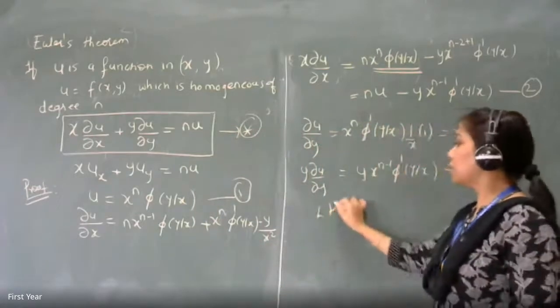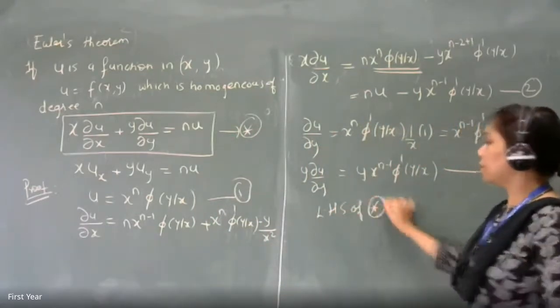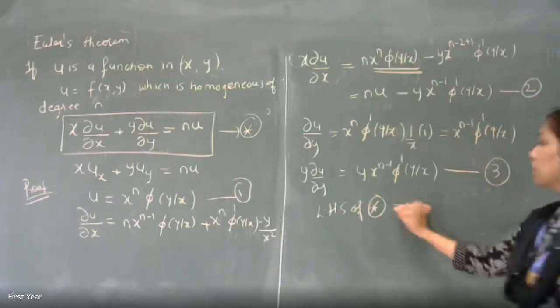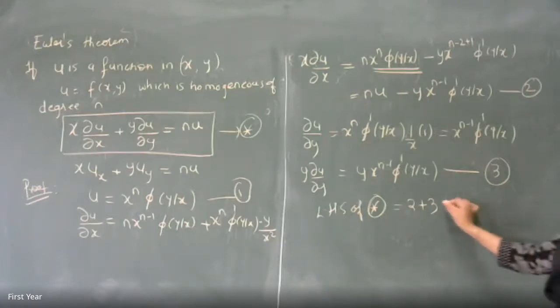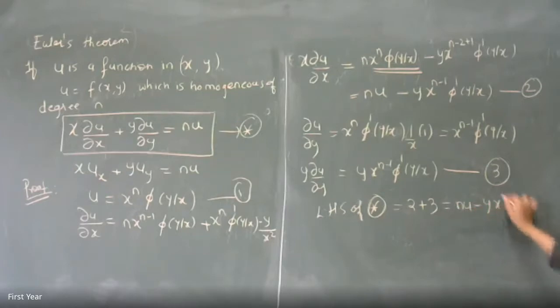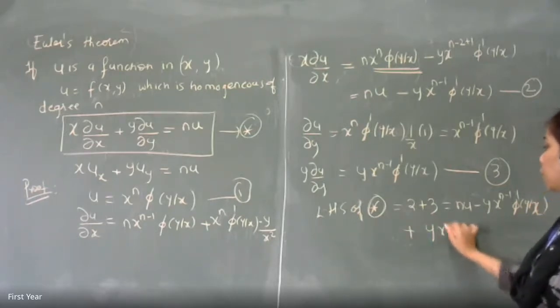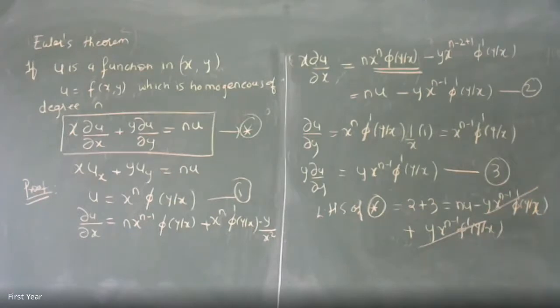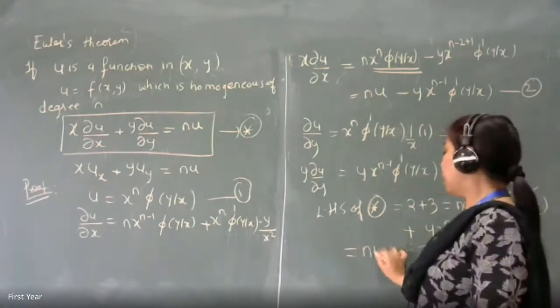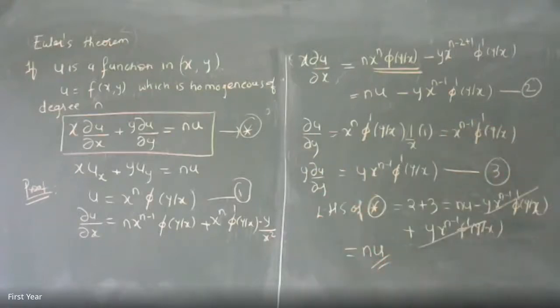Then the left hand side of star. What is the left hand side of star? It is 2 plus 3. Isn't it? So what is 2? 2 is nu minus y x raised to n minus 1 phi dash of y by x, plus y x raised to n minus 1 phi dash of y by x. So minus y x raised to n minus 1 and plus y x raised to n minus 1 will get cancelled. Therefore, your answer will be n into u, which was your statement of Euler's theorem.